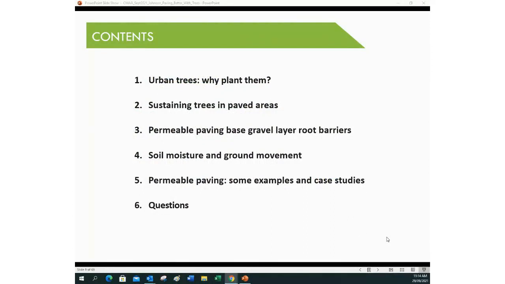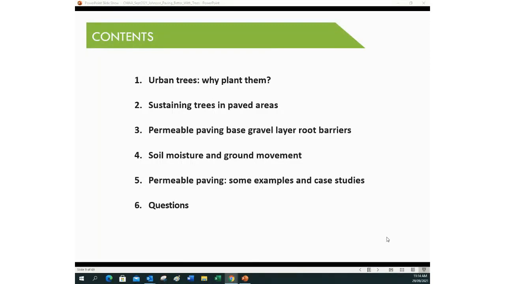and very quickly, why we even bother with trees, why do we need them, what trees need to survive in paved areas, permeable paving with a gravel base. Now, the gravel base layer is critical in deterring roots. It's been published over the last 30, 40 years as one of the best root deterrents available, a layer of gravel. That's the key take home.